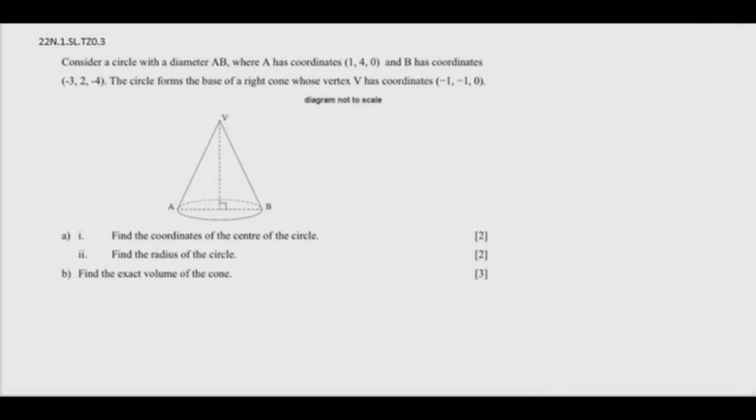So the coordinates of point A are 1, 4, and 0. Let's put down the coordinates here. This is 1, 4, and 0. The B coordinates are minus 3, 2, and minus 4.